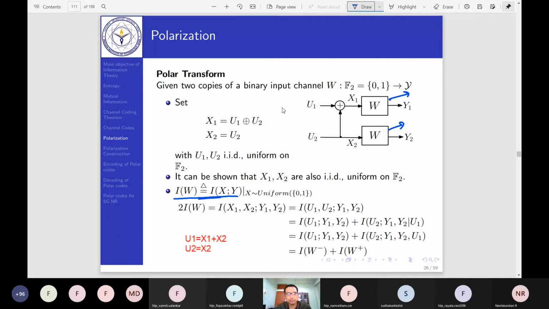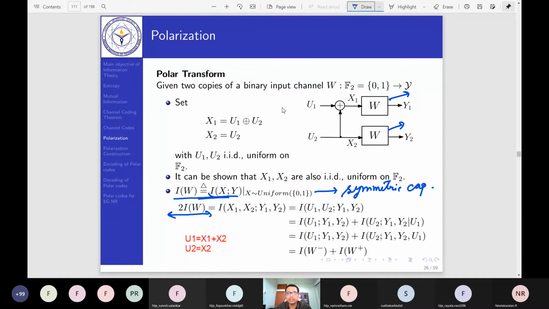So the mutual information value, when the input distribution is uniform over 0 and 1, that mutual information is known as symmetric capacity. So I(W) is symmetric capacity. So we have two Ws, so the total capacity will be 2 into I(W).